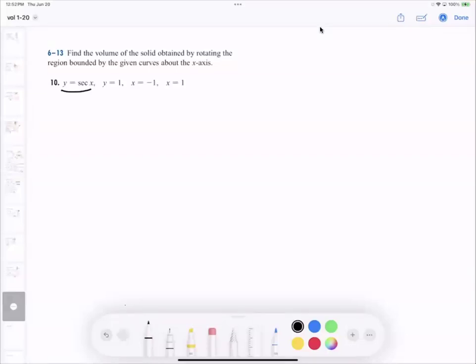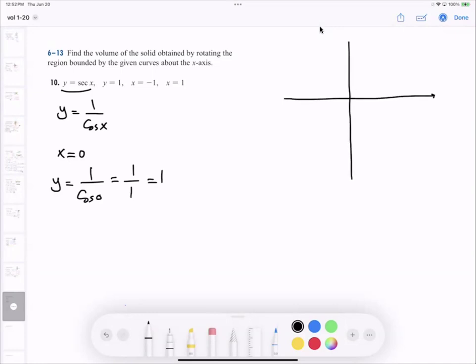So for y equals secant x, y is 1 over cosine of x. When x is equal to 0, y is 1 over cosine of 0, which is 1 over 1, or 1. So the graph of secant, which is 1 over cosine, hits the y-axis at 1 when x is equal to 0. So this is some portion of your secant function. Then you have y equals 1. So y equals 1, and with symmetry, just move it down here.